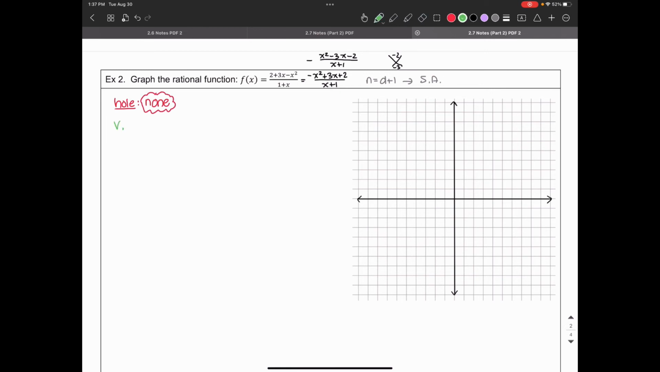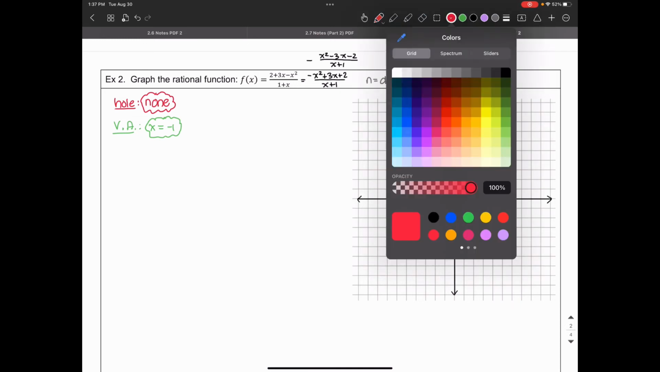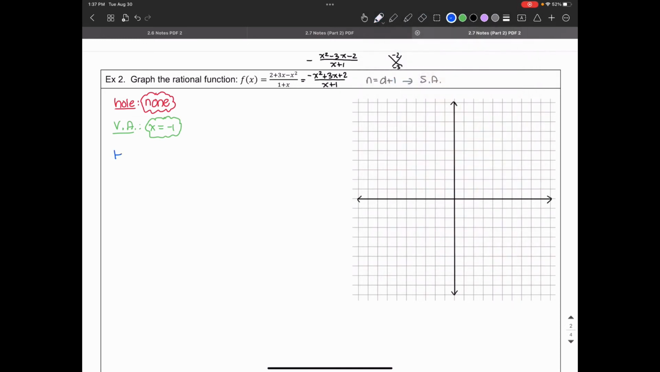Then I'm going to look if there's a vertical asymptote, and there is at x equals negative 1, where that fraction is undefined, so x equals negative 1 is my vertical asymptote. I know that there is no horizontal asymptote because there's a slant asymptote. So none for horizontal asymptote. Then, what's the slant asymptote?